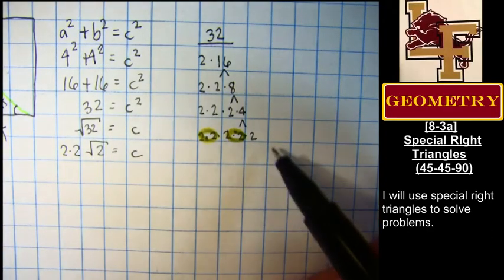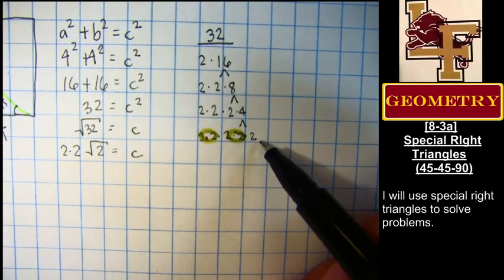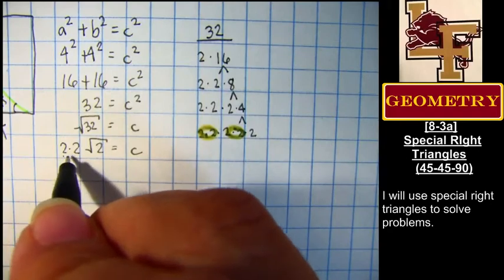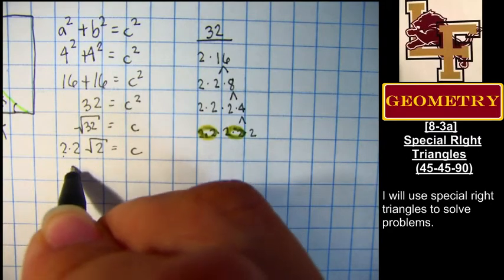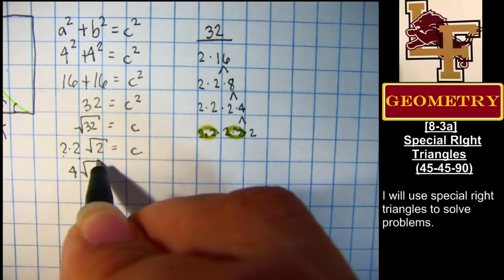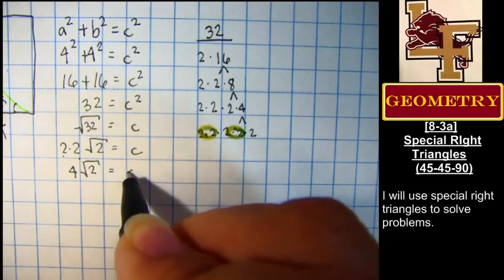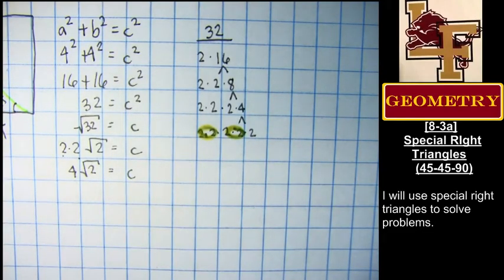The one that I didn't have a match for stays in my hand. It stays in the square root. And then the 2 pairs of 2's that I have outside get to multiply together. And so my final result of square root of 32 is 4 square roots of 2.